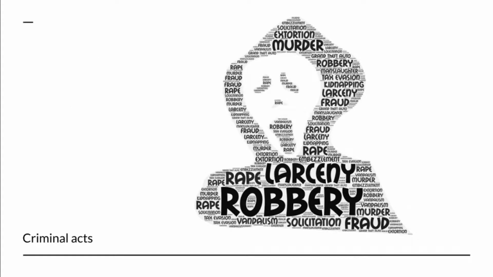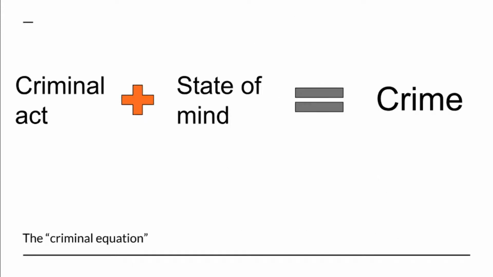So criminal acts are things like murder, larceny, robbery, rape, fraud, solicitation, conspiracy, all things like that are criminal acts because they violate the penal code. But in order to commit a crime, we need both a criminal act and an accompanying state of mind. So, now let's talk about different states of mind that warrant someone guilty if they commit a criminal act.